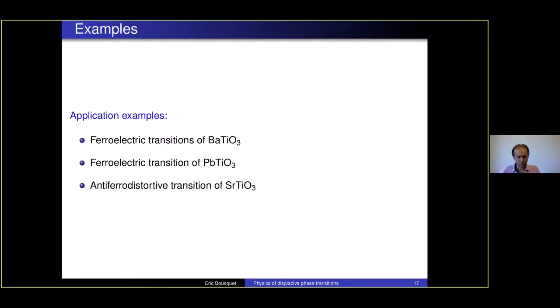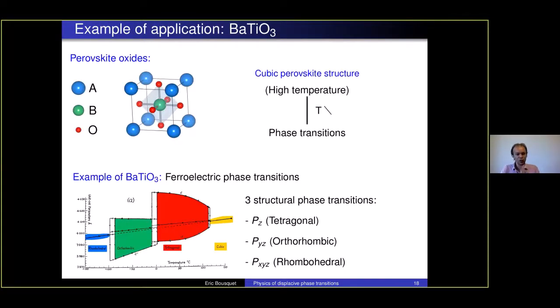Okay, so let's apply that to the few examples I mentioned before. I propose to do that on the ferroelectric displacive transition of barium titanate and lead titanate, and the antiferrodistortive transition of strontium titanate. So how do we do that? Let's start with barium titanate.